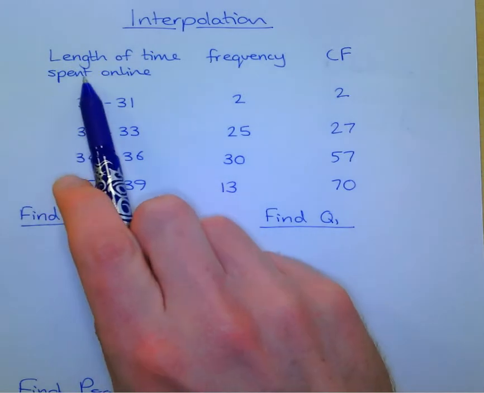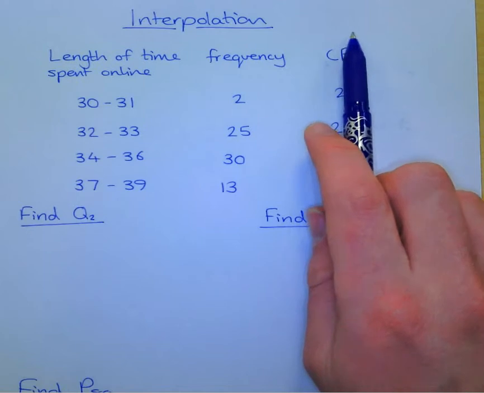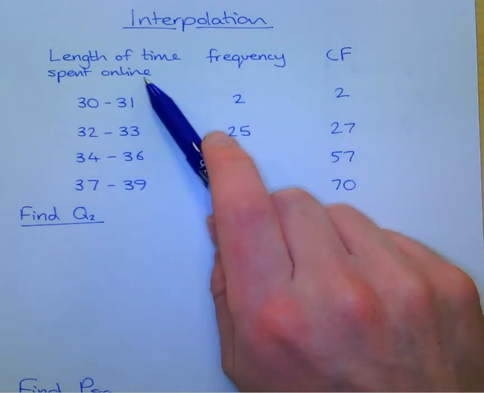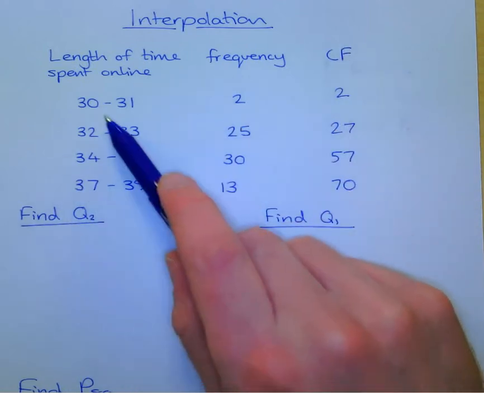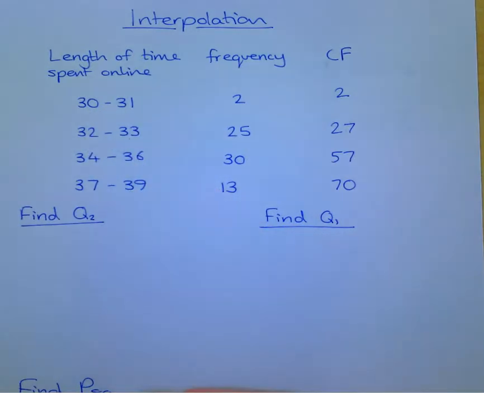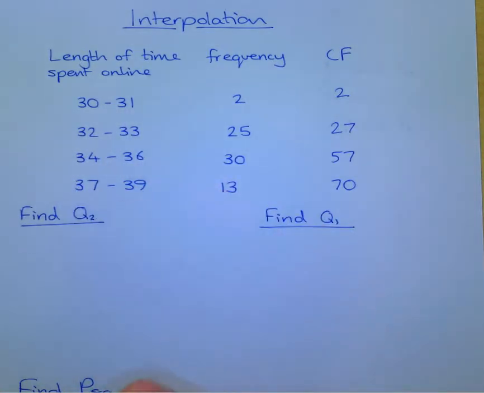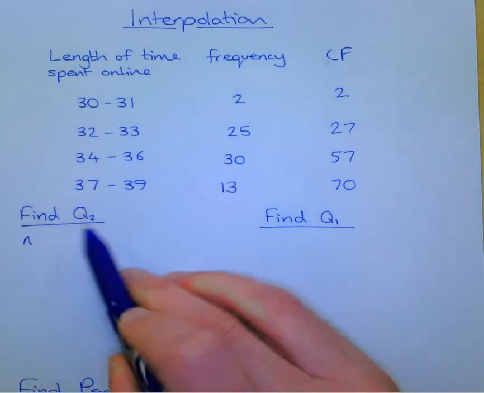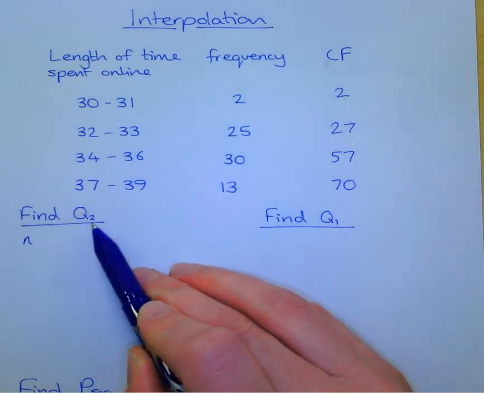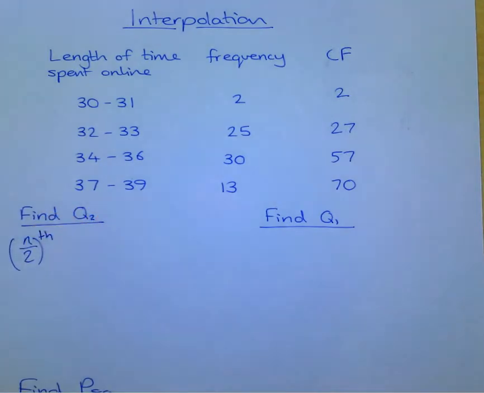This question, I've ignored the blurb at the top, but it would have told me that the length of time spent on the internet has been rounded to the nearest minute. So here we have 30 to 31 minutes, 32 to 33 minutes, etc. Now that means it's continuous anyway, but also you're going to use the continuous measure when you've got grouped frequency tables. So to find the median, which, if you haven't already realized, we write as Q2, the second quartile, it's going to be the n over 2 number.